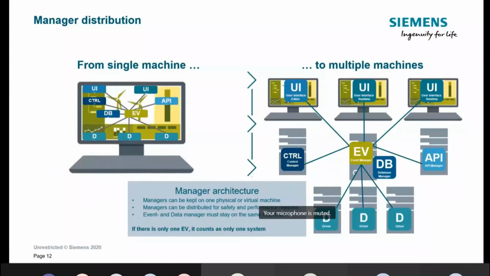So while you can host all of the managers in a single machine, you can also distribute them to multiple machines to have better performance, for example. As you've seen here, the event manager and database manager are hosted in the server. These two have to be hosted in the server machine, but you can distribute the other managers to other machines, as you see here, to have better performance.